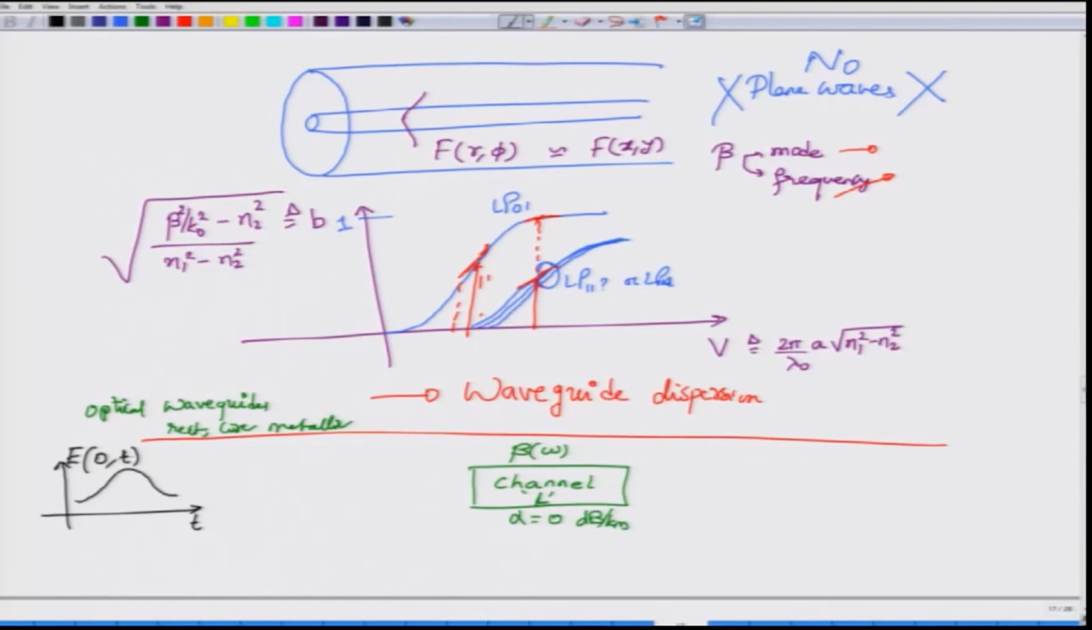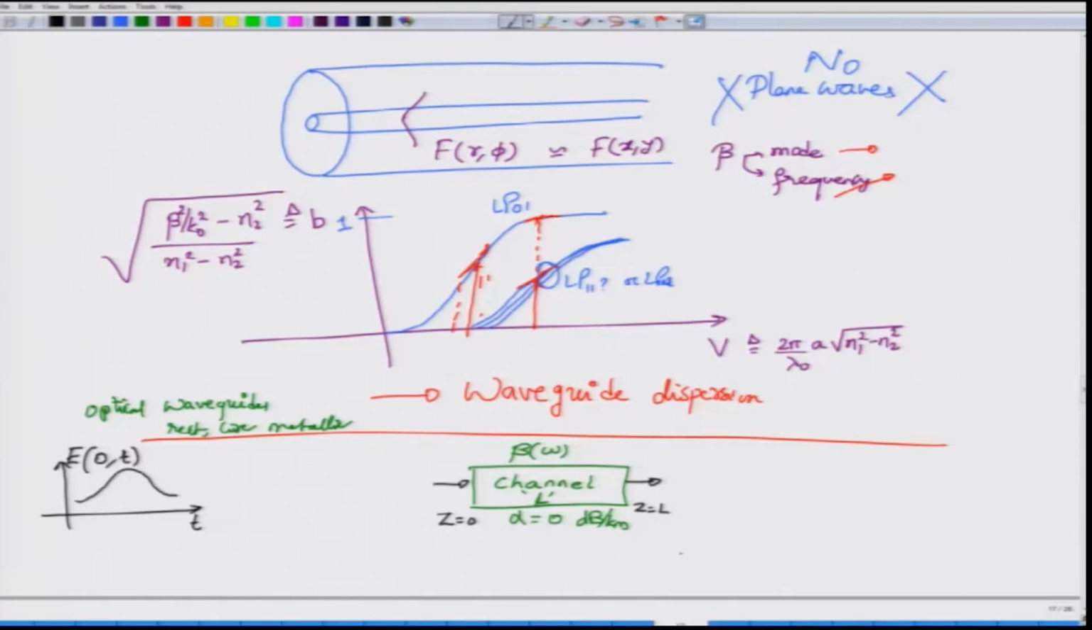This is interesting. Why have I written this as 0 and t? 0 refers to the input of the channel, which we will take at z equal to 0, and at the output which we will take at z equal to L. So, at the input I have an optical pulse. I have shown it only in this format, but it could be any other optical pulse. And what will happen to this optical pulse at the output is what we want to understand.